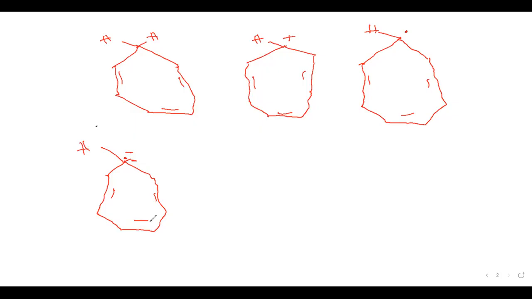This is cycloheptatriene. It is not aromatic because this carbon here is sp3, so it would cancel it out, right? It's sp3. All carbons in aromatic compounds should be sp2, right? So this is not aromatic. Now it is also not aromatic.